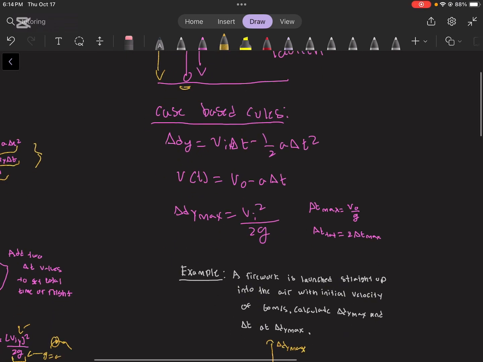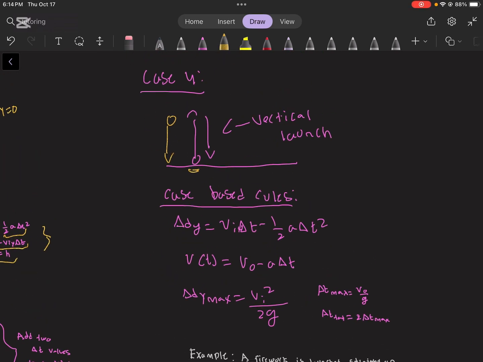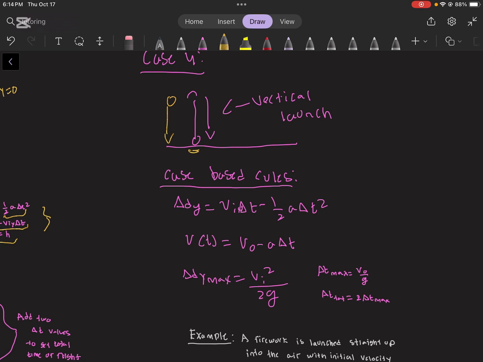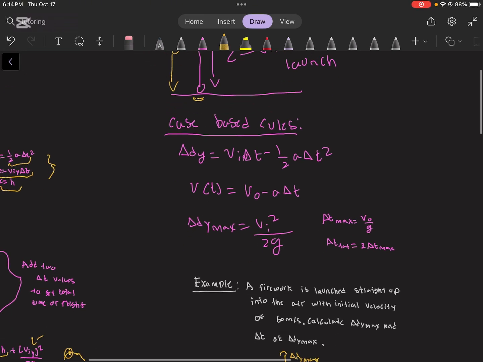And then the case-based rules for these. First of all, an example would be a rocket launching upwards and then eventually coming back down. That would be a vertical launch. Another example would be if you let go of a ball outside of a window and let it fall straight down. That would be a vertical launch too, that's free falling. So the case-based rules for these are pretty simple.